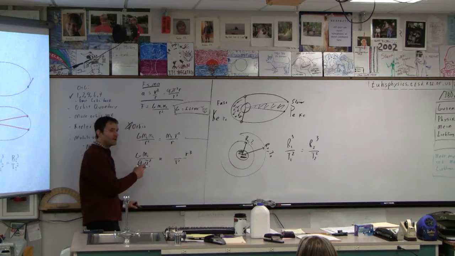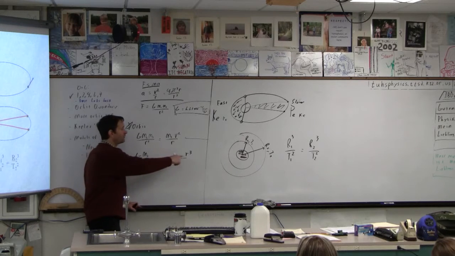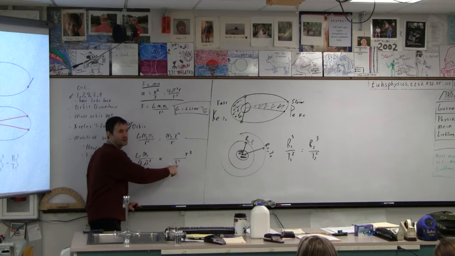But all the planets, what do all those planets share? They all orbit the sun. So don't they all have the same M_C? Therefore, all of their r to the thirds over t squareds are all the same. Isn't that beautiful? That's beautiful.